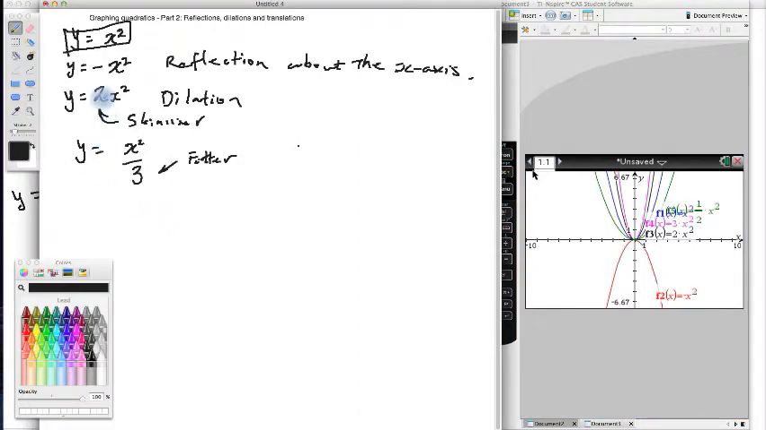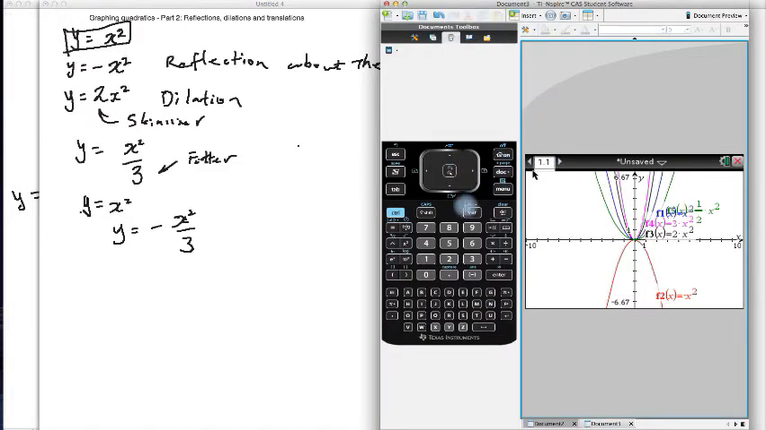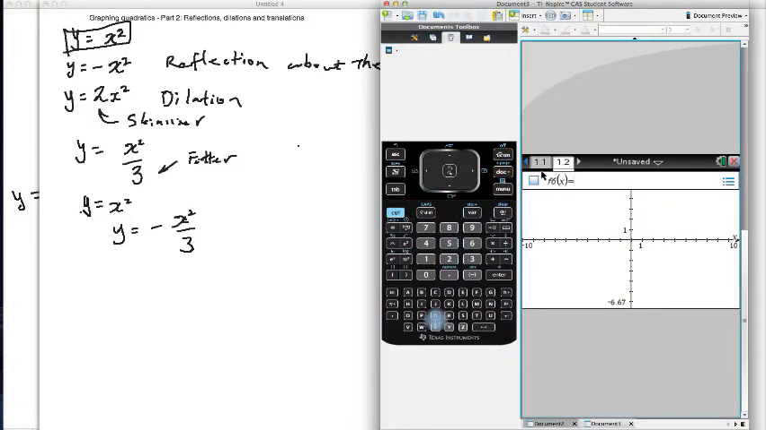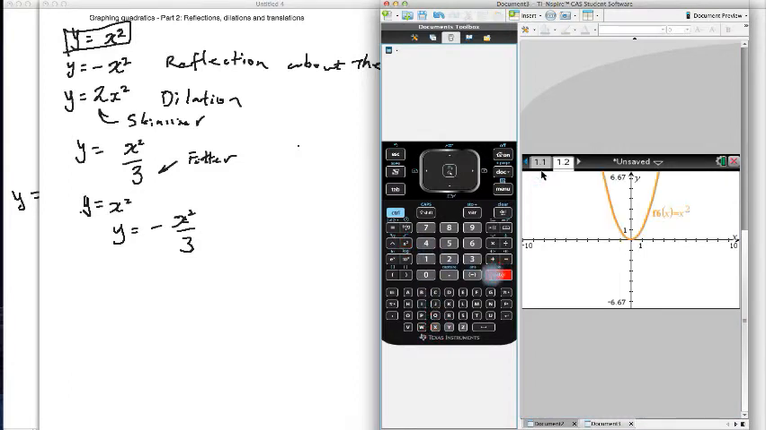So if we want to, we can combine a reflection and a dilation. On a new page, I'm going to be putting in y equals x squared, our original, and then I'll also put in y equals negative x squared on 3. And let's see what happens. This one's getting messy, so we'll start with x squared. There we go. And now I'll put in our negative fraction, x squared divided by 3. There we go. So now it's fatter and it's been reflected in the x-axis. So we've done both a reflection and a dilation.